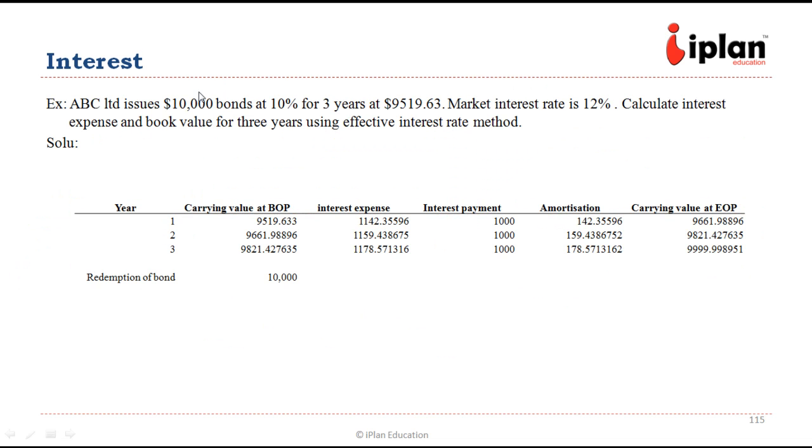Now let us look at one example to clarify the issue. Suppose there is a company which is issuing $10,000 bonds at 10% for a 3-year period at this price. So this is at a discount. The market rate is 12% and the coupon is 10%. So this bond is paying less than the market rate. That is why it is being issued at a discount. So calculate the interest expense and book value for 3 years using the effective interest rate method. We know that there is a discount involved here.